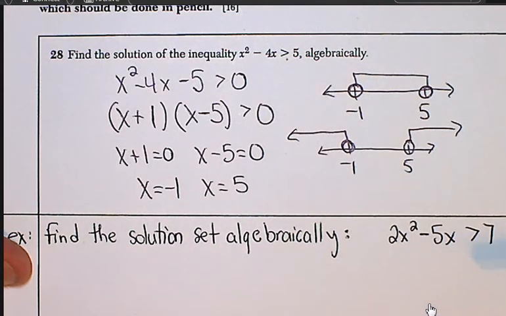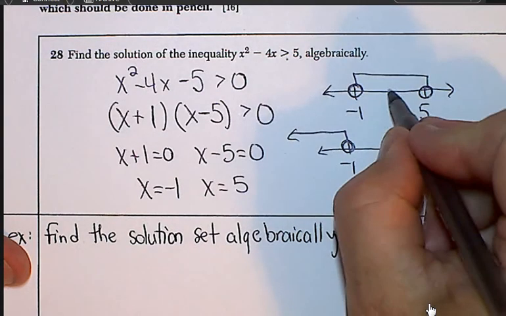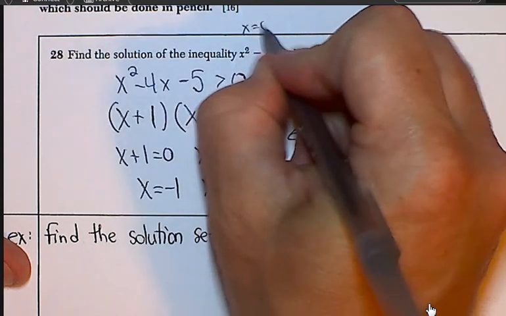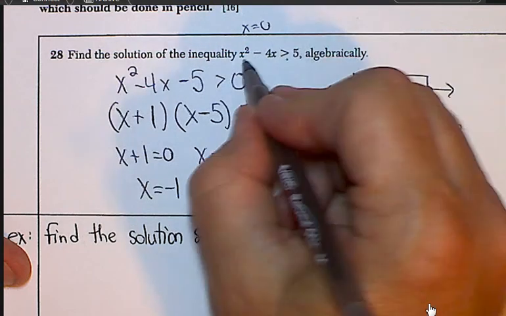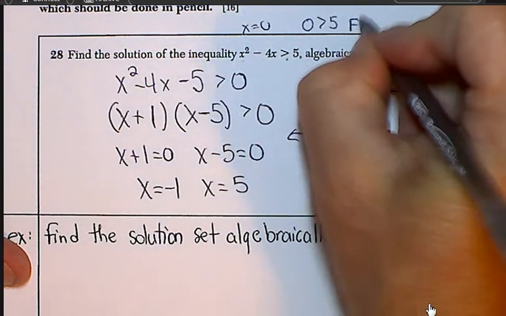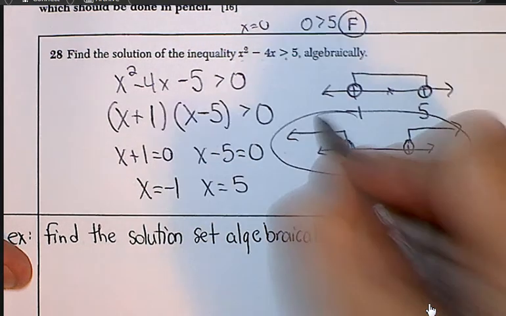So what you do is you're going to pick a test point. My test point is going to be in here. I'm going to pick 0. So I'm going to let x equal 0, and I'm going to plug it in. I have 0 minus 0 is 0, is greater than 5, and that's false. So since that's false, this will be my solution set.